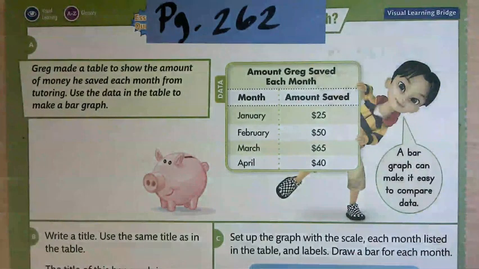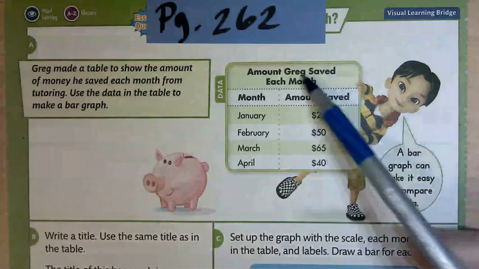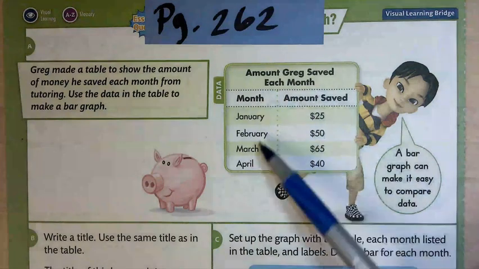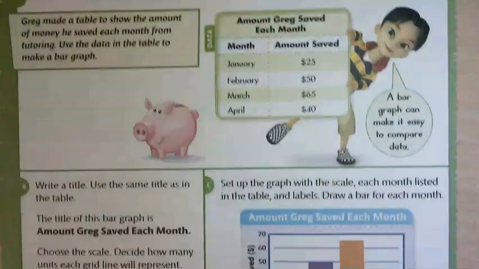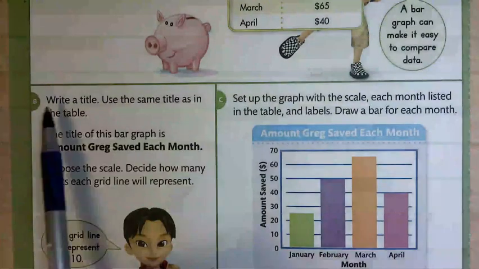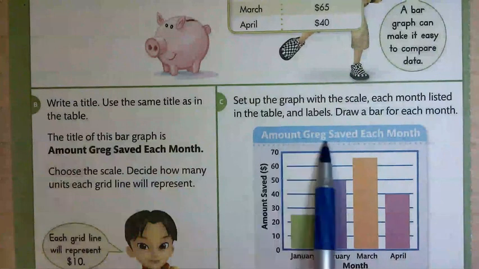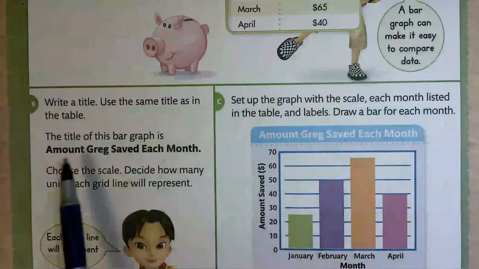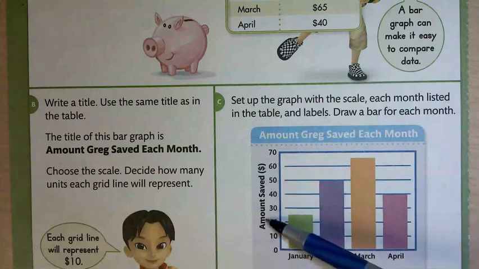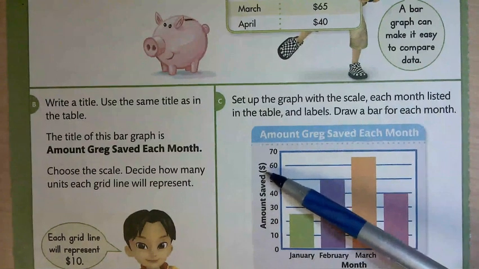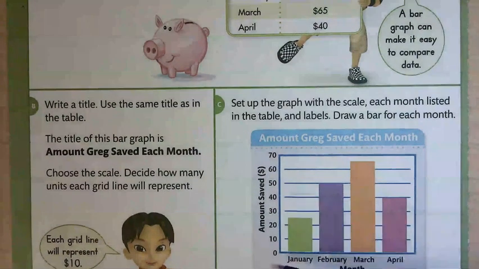So here is my table for my data. And inside of here, I see that it starts off with my title, which is the amount Greg saved each month. Over here, I've got my months and then how much he saved in each of those months. All right, let's slide down to box B. It says write a title. So they've already got the title, amount Greg saved each month. All right, choose the scale and decide how much each unit will represent. So that's over here on the side. All right. So we've written amount saved in money, like dollars. All right. And they chose to make each one worth 10.